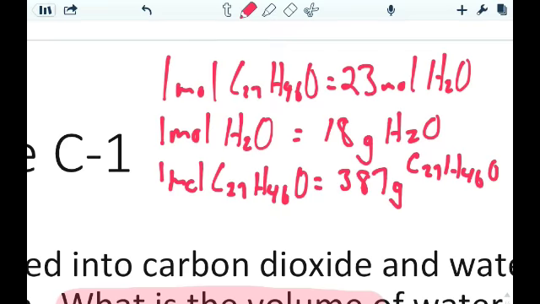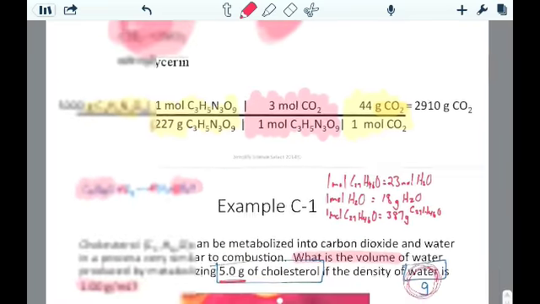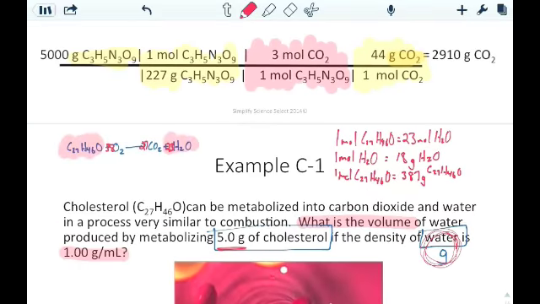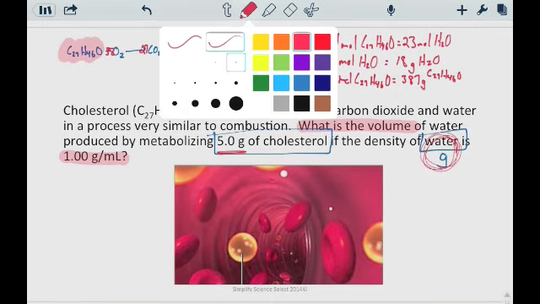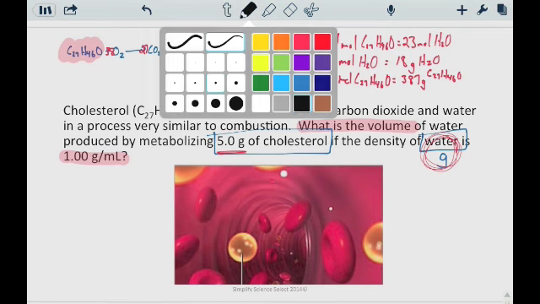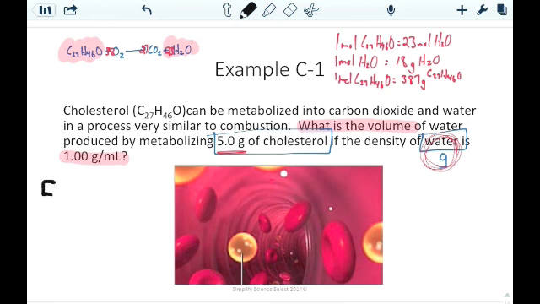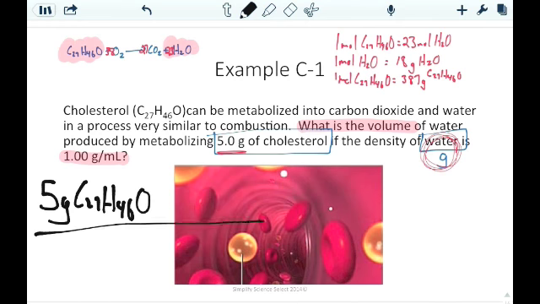And now that we have our conversion factors set up, from here we just go ahead and work out the problem. So we're starting with our 5 grams of cholesterol, so 5 grams of our C27H46O. Set it up. We see we're starting with grams, so we have to go from grams to moles. Well, we use molar mass for that.